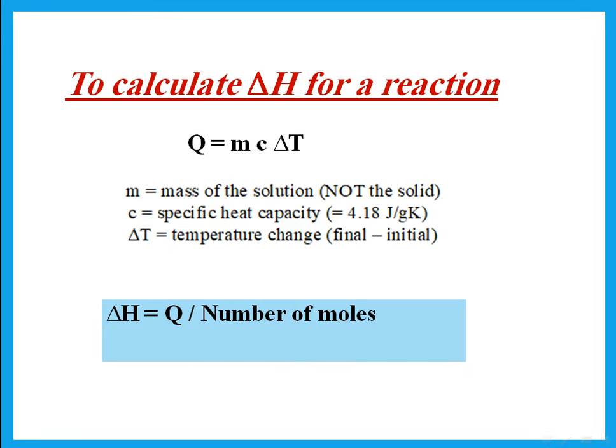Now, once we have calculated Q, then we will need to calculate delta H. Delta H is the Q over the number of moles. If you remember from chemical calculations, how we calculated the number of moles, depending on the information he gives me, whether it's mass over molecular mass or concentration times volume, and so on. And remember, delta H will need to have a sign.